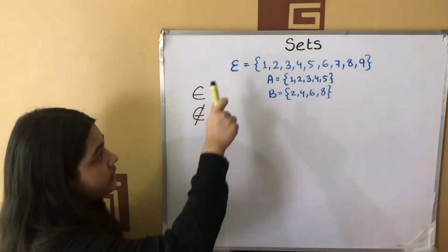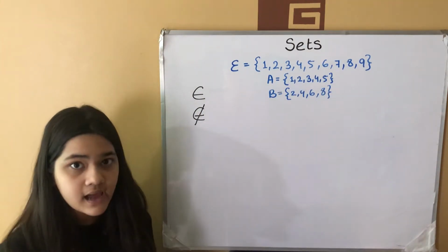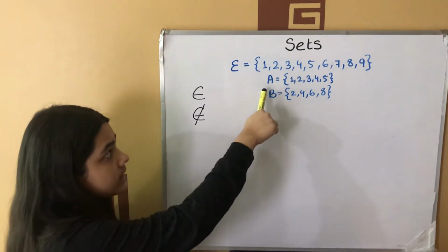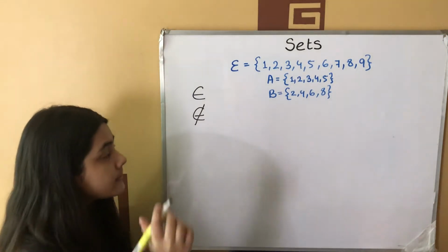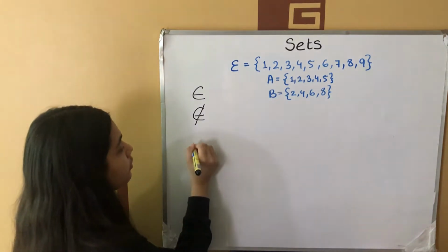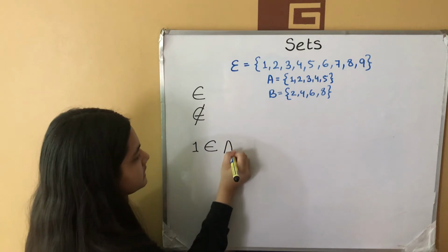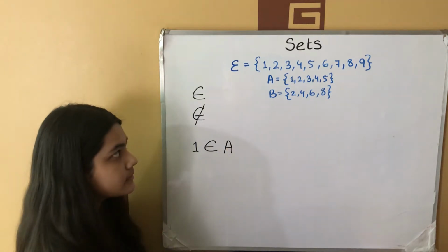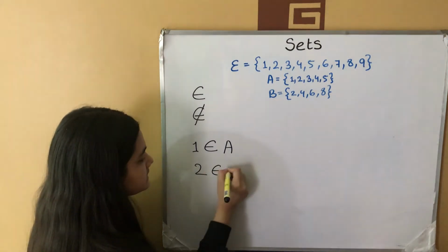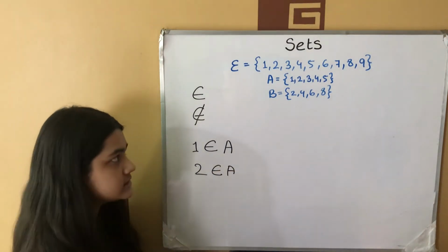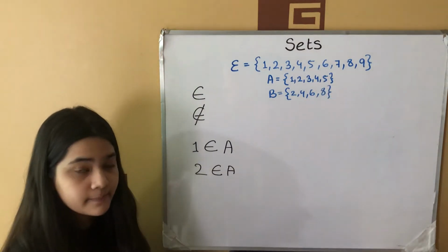Suppose we have our universal set which contains 1, 2, 3, 4, 5, 6, 7, 8 and 9, and we have a set A which contains the elements 1, 2, 3, 4 and 5. So to show that 1 is an element of set A, we will use this notation. And to show that 2 is an element of set A, we will also use this notation. Same with 3, 4 and 5.